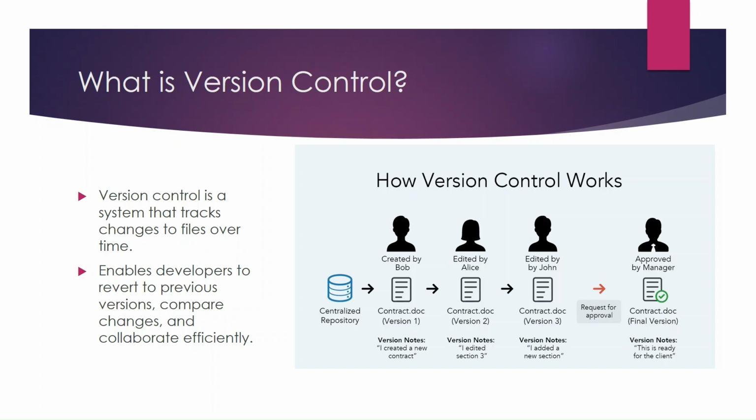As you can see in the picture here, it shows how version control works. There is a place called repository or central repository where one person, Bob, has taken a document and developed it, edited it, built it, and he created a new contract with it. He has written a note, I created a new contract. Now it is version 1.